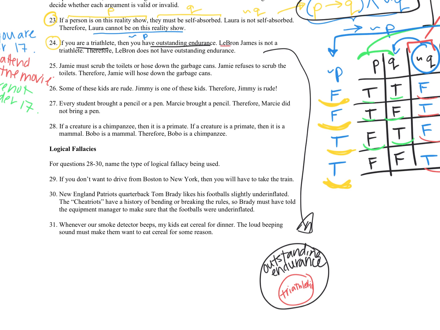Now we know that LeBron James is not a triathlete. So that means that he is not going to be inside that red circle, but he could be in that endurance circle, or he could be outside of it. And so when we look at our conclusion, LeBron does not have outstanding endurance. There's nothing that says he's forced to be outside of the circle. He could be inside of it. And so we're going to say that that is an invalid argument.